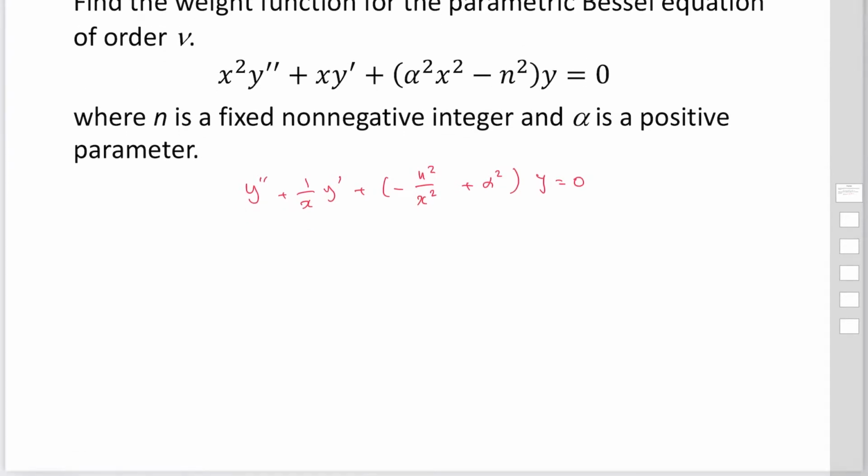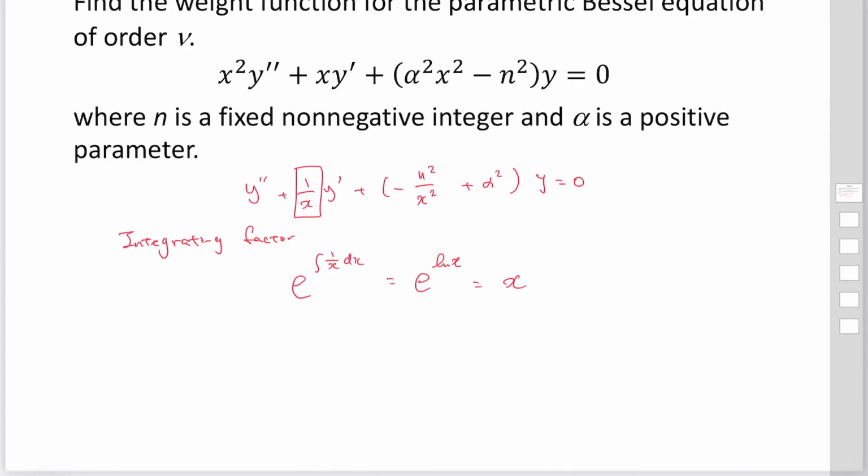Then as a second step, we need to find the integrating factor. The integrating factor can be discovered as exponential of the integral of 1 over x dx. So you consider this part, it becomes exponential of natural log x, which is equal to x. So we find the integrating factor is equal to x.